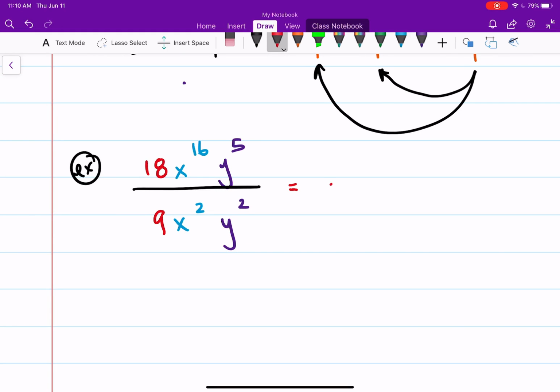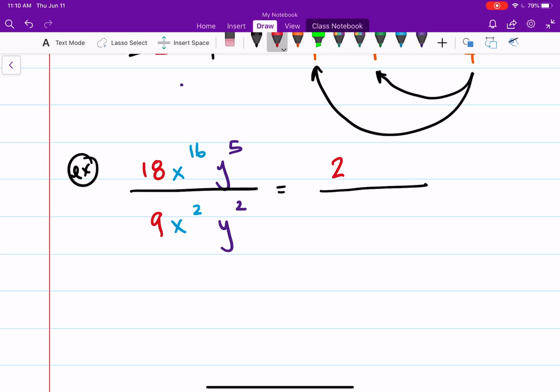I'm going to write that fraction there anyway. So on the top, we're going to reduce 18 and 9. 9 goes into both, so I have 2 left over 1. Then if you look at the x's, I have 16 x's on top, 2 x's on the bottom. 2 of them cancel out. How many x's do I have left, and is it on the top or the bottom?